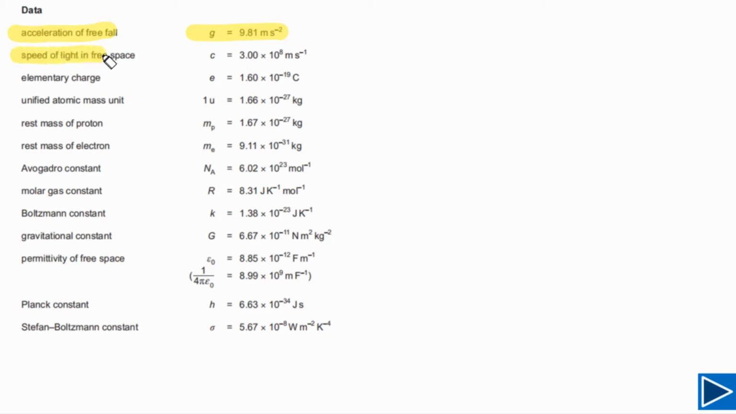Next one is speed of light in free space. And this is also about equal to speed of light in air. It is also equal to speed of light in vacuum. Free space and vacuum are the same. So this is the value of c.